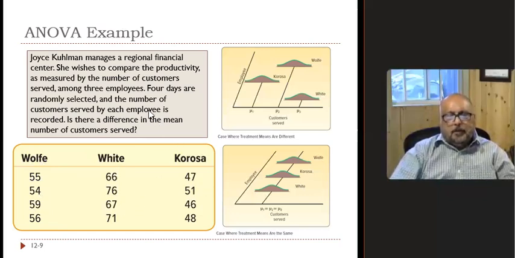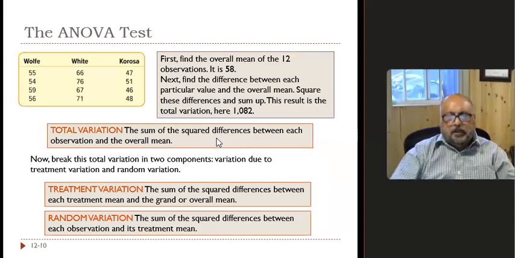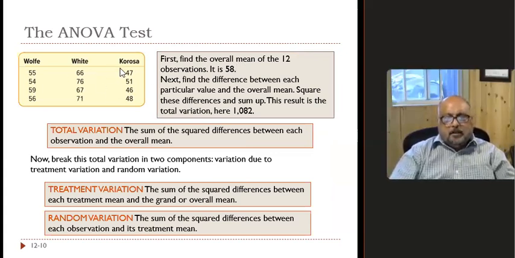Joyce wishes to compare the productivity, so based on what data is given to us, let's see how we can do that. So we're going to use the ANOVA test. Let's see how it is being used. Okay, so this is the given data to us.